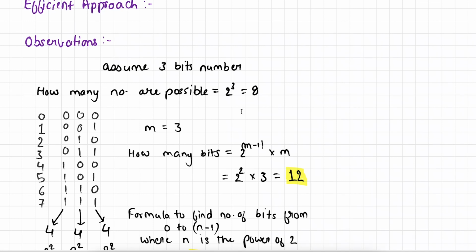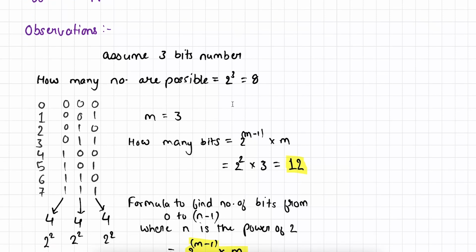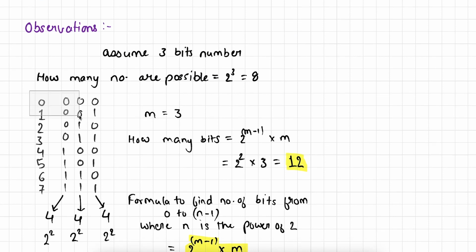Let's say I am only assuming 3-bit numbers as of now. If we have 3-bit numbers, how many numbers are possible? It's simple: 2 to the power 3, that is equal to 8. So it means if we have 3 bits, 8 numbers are possible, from 0 to 7. Here m is equal to 3, where m means the number of bits. Here you can see the binary representation of all the numbers from 0 to 7.